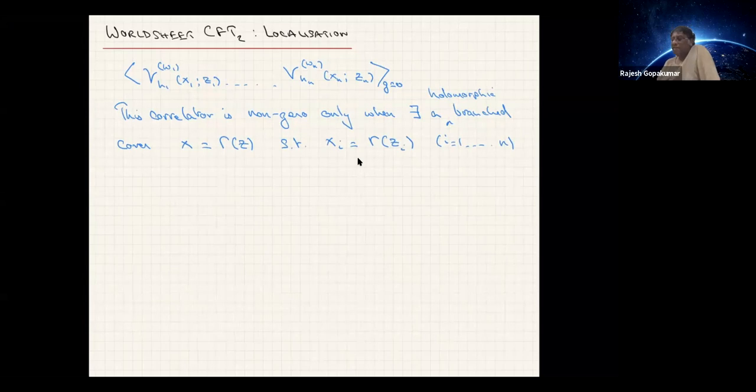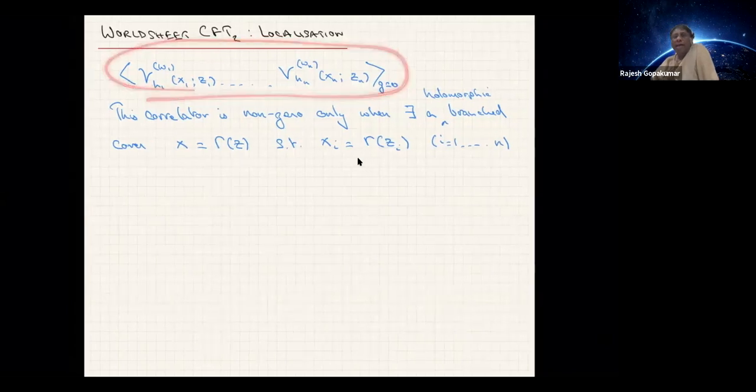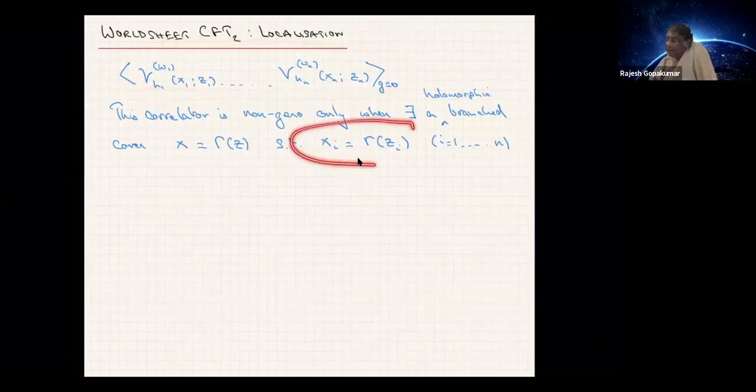They are independent variables, and you normally would specify, I'm choosing to work in the X space, but these are the analog of e to the i k dot X of Z. So there's the world sheet coordinate Z, but then there's the space-time label, and X is, from the world sheet point of view, just an additional label like the momentum K for the tachyon vertex operators in flat space string theory. But the claim is that this correlator, this n-point function, is non-zero only if there exists a holomorphic branch covering such that xi equal to gamma of zi.